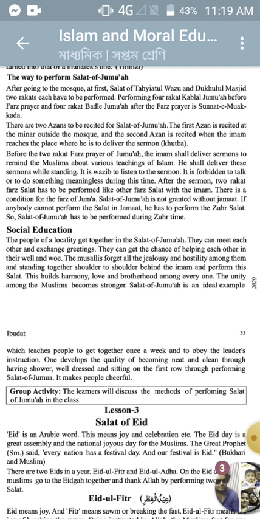So dear students, I am requesting you first of all to read this lesson, realize and memorize the main themes, and follow how to perform Salat of Juma, how to perform Salat of Musafir, how to perform Salat of Eid.